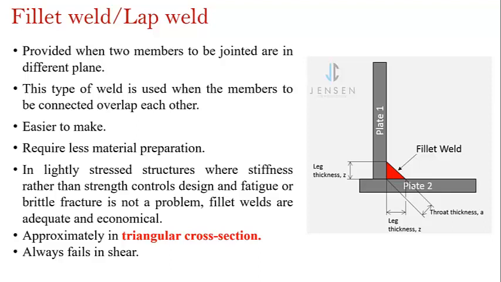And here the fillet weld always fails in shear. How? Suppose, for example, in plate 2 you are applying a tensile force, and in plate 1 also you are applying a tensile force. When you are applying the tensile force, what happens to the welded material or the fillet weld? What happens to this weld is it gets sheared between plate 2 and plate 1. So that's how the shear failure happens in the fillet weld. When the tensile forces on plate 1 and plate 2 are pulled together, the weld will fail in shear mode.